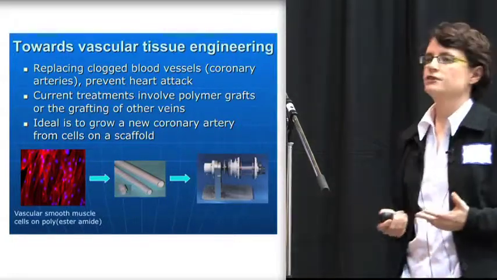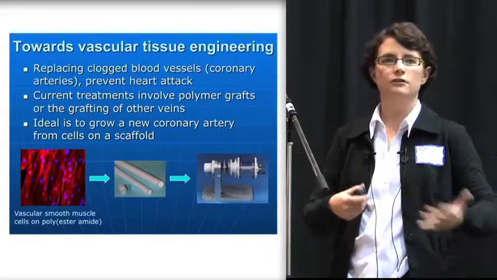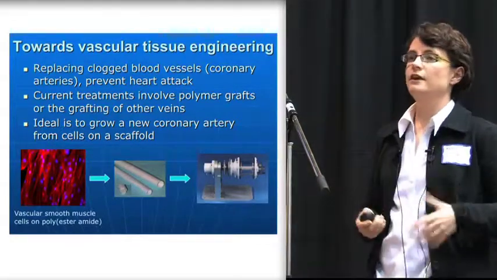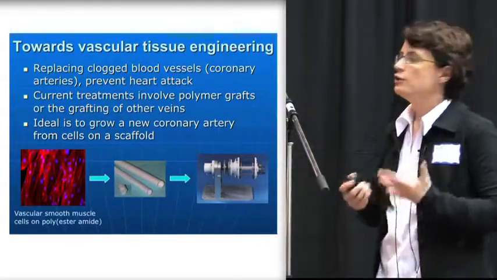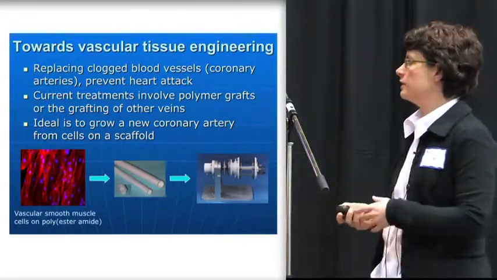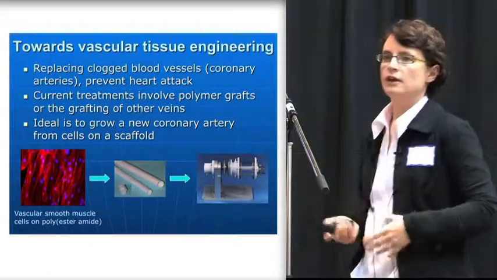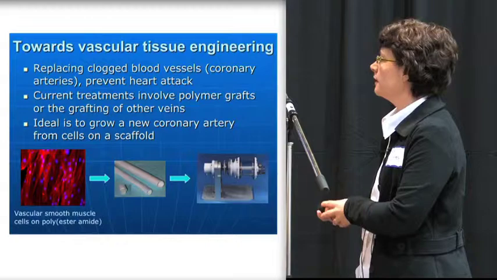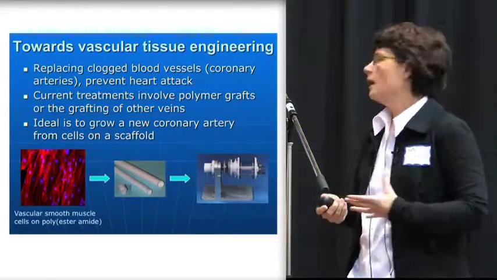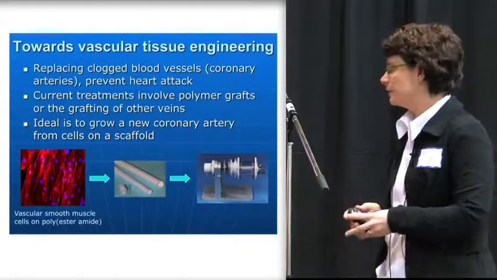We can also graft veins from other parts of our body, but then this requires an additional surgery to go in and get the other veins. And there are also mechanical problems sometimes with these approaches. So really, the ideal is to be able to grow a new coronary artery simply from cells. So where we're at right now is starting to look at the interactions of vascular smooth muscle cells with some of these polymers, and so far they seem to really like these materials. And so the next step will be to fabricate scaffolds which are in the shape of these arteries, and then to grow the arteries in a bioreactor.